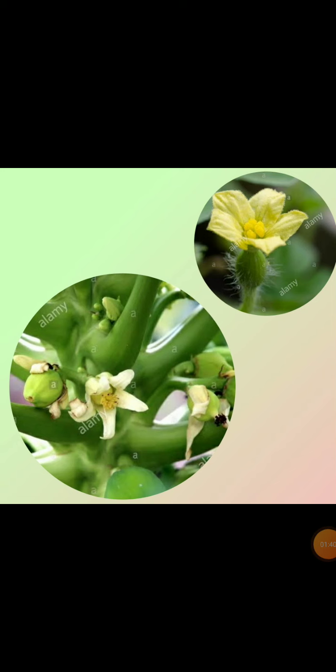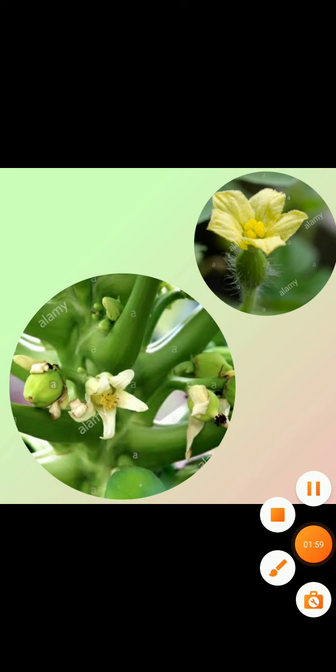And the examples are papaya flower and watermelon flower. So these two are the examples of unisexual flower. So this papaya flower and watermelon flower contain either male reproductive part or female reproductive part, either stamen or pistil. So this type of flowers are called unisexual flowers.